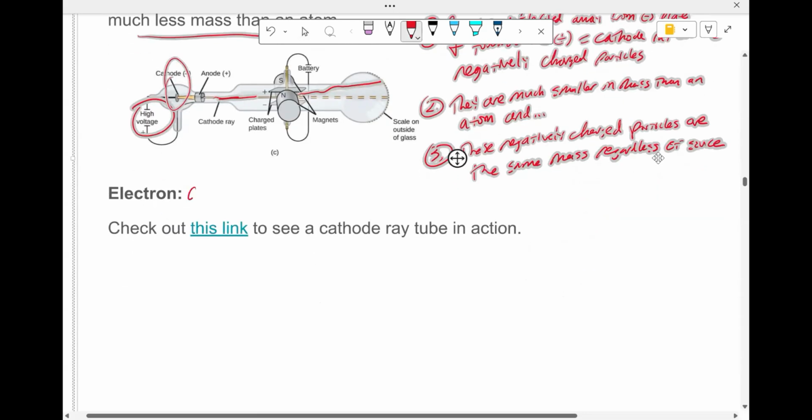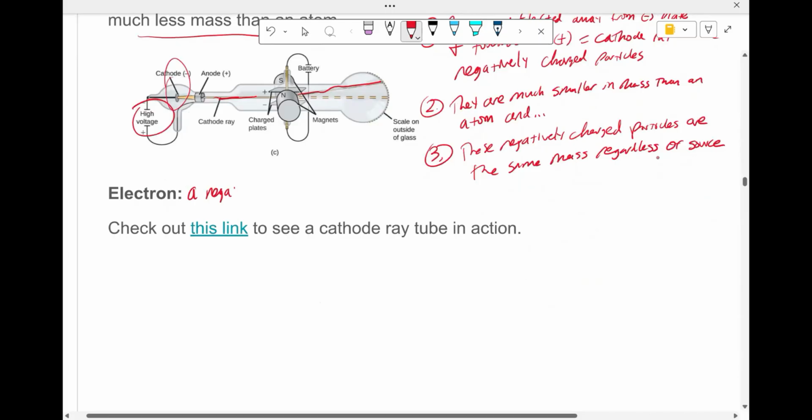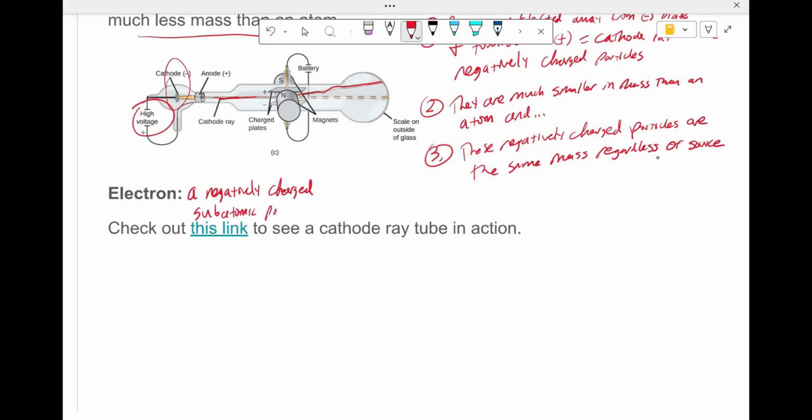That's the definition of an electron. It's a negatively charged subatomic particle with a mass more than 1,000 times less than that of an atom.